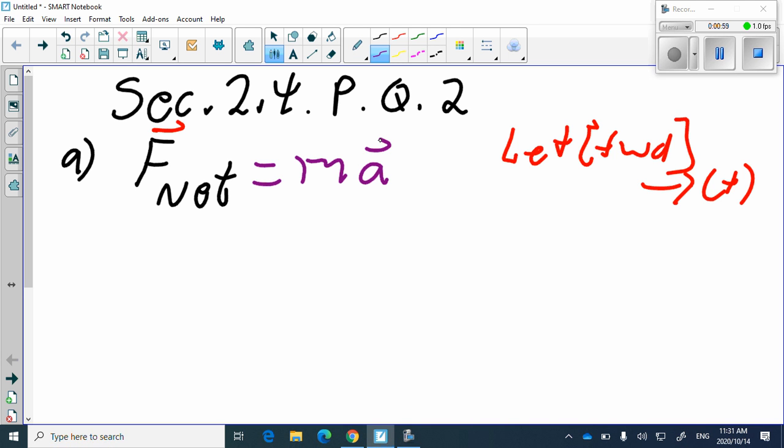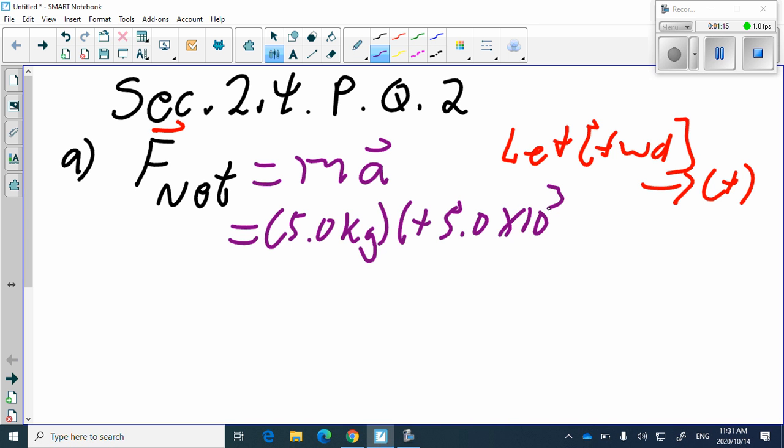And we know that's 5 kilograms. And we know the acceleration, now I'm going to use positive because I made the let statement, 5.0 times 10 to the 3. So 5 times 5 is 25, right? So this becomes 2.5 times 10 to the 4.